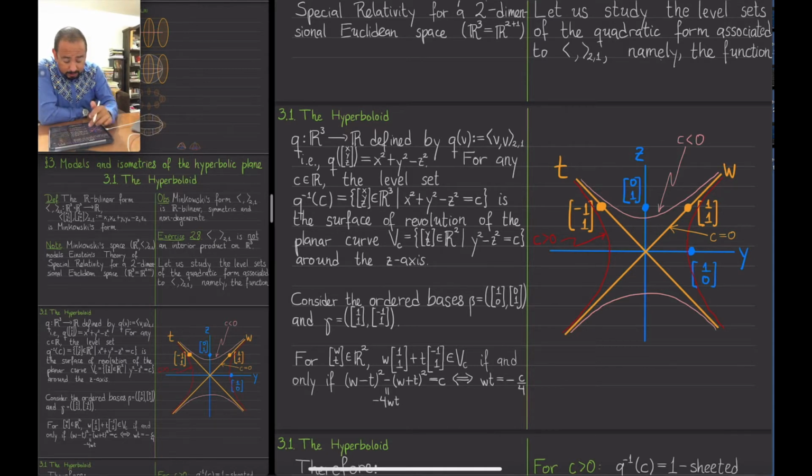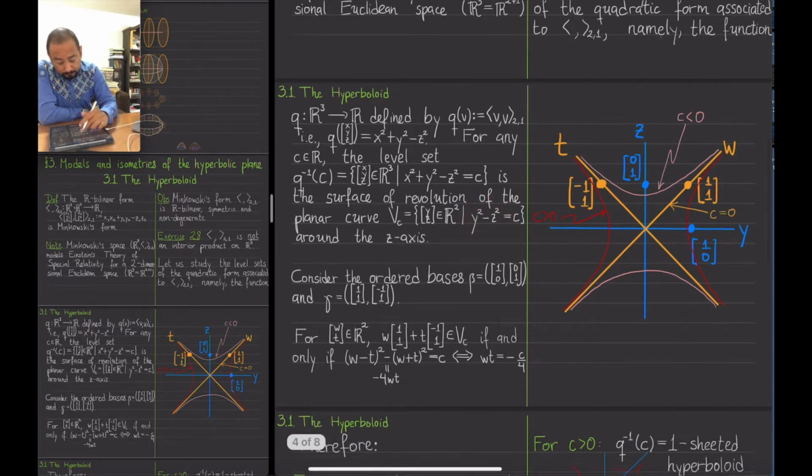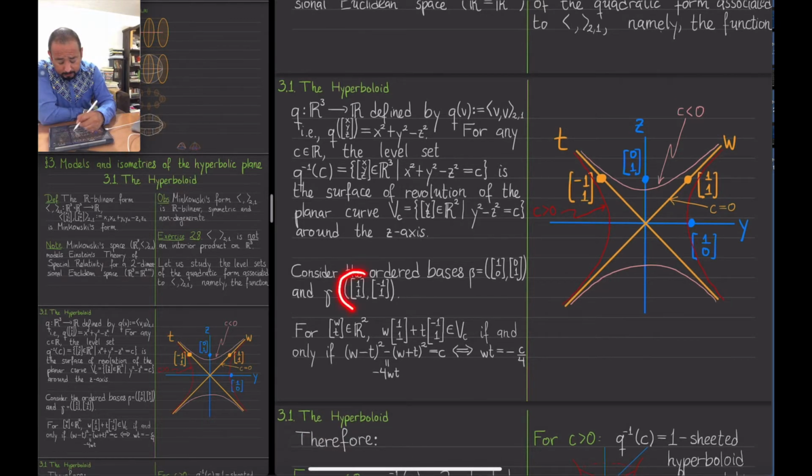Okay, now what I'm going to do is study these planar curves, because I know that when I rotate them around the vertical axis, I obtain the level sets that I want to visualize. And these ones you see here, I can already see some hyperbola shape. But to see it more precisely in the plane, I'm going to do the standard trick from analytic geometry, which is to give a basis with respect to which this expression becomes very simple. Okay, so that ordered basis is this one.